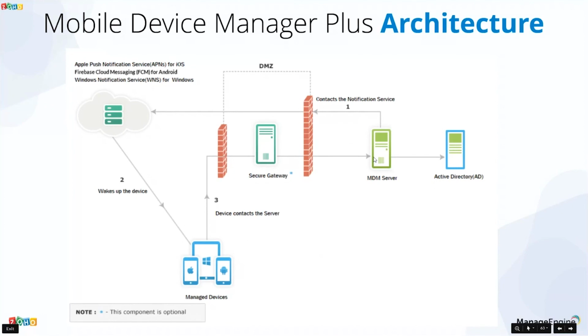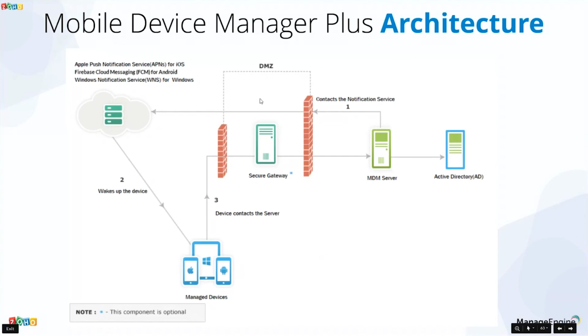The administrators can check that information in the map view under the portal. So that is how the communication flow will be: server to notification service to device, device to server, execute the command and post back the status.